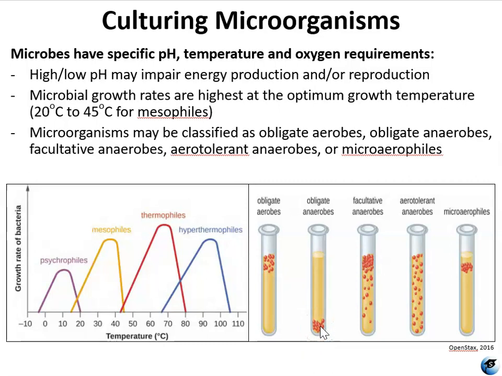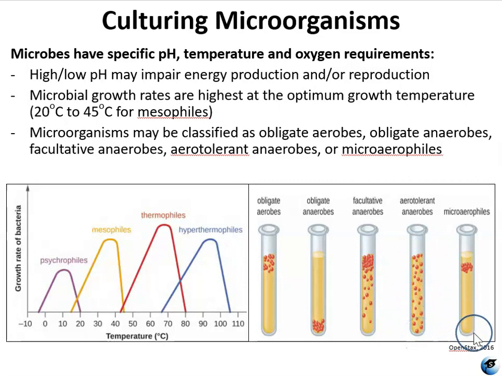Facultative anaerobes thrive in the presence of oxygen, but they can also grow in its absence. So in this case, you're going to have more growth towards the top, but also growth throughout. The aerotolerant anaerobes right here are basically indifferent to the presence or absence of oxygen. They don't use oxygen because they have a fermentative metabolism, but they're also not harmed by oxygen, so they do just fine with or without it, and they grow basically evenly dispersed throughout the media.